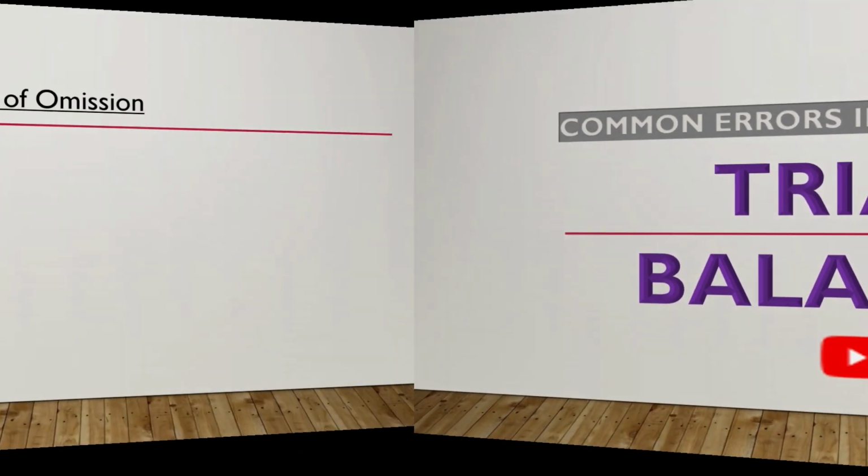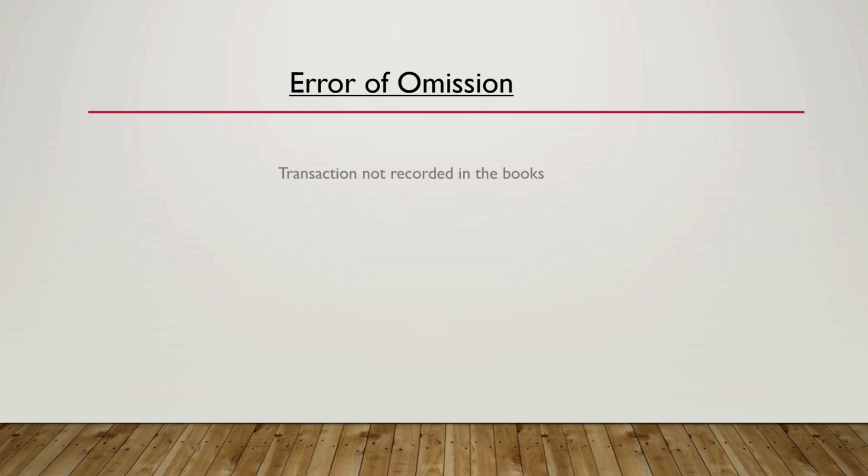First one, error of omission. What is the error of omission? It's basically omitting to record a transaction in the books of account. So once it gets omitted, it does not come up directly in your trial balance. It actually misses both sides of your debits and credits, so you do not directly get to see whether there's an error in your trial balance or not.